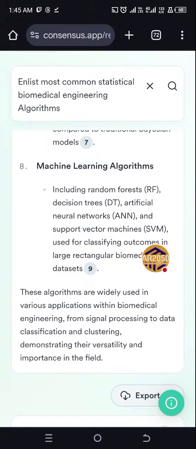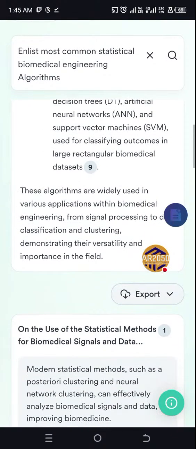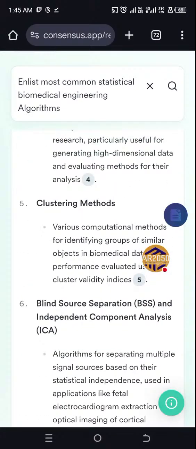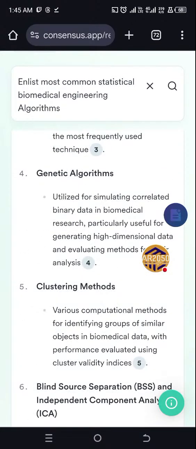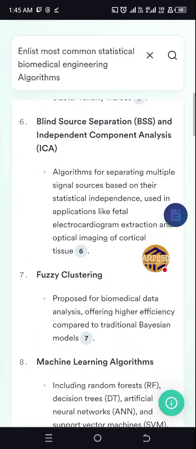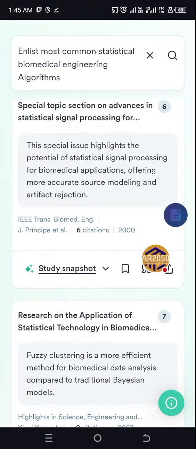Then we have random forest, decision tree, and an SVM. These are all ML algorithms. Genetic algorithm. Independent component analysis. I think there is a special topic section on advances in statistical signal processing.